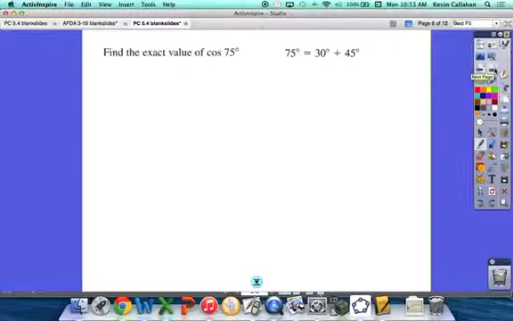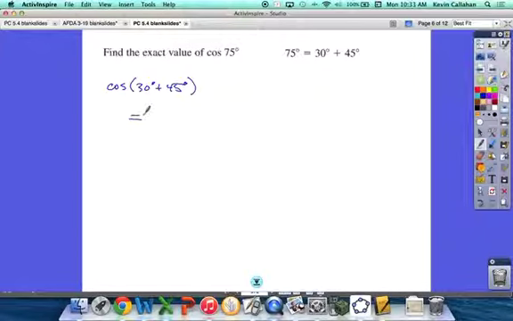Okay, so again, we could do the same thing with degrees. The cosine of 75 degrees. 75 degrees is not one of our unit circle angles, but 75 is equal to 30 plus 45. And both of those are, so we should be able to do this using that breakup. This is the cosine of 30 degrees plus 45 degrees.